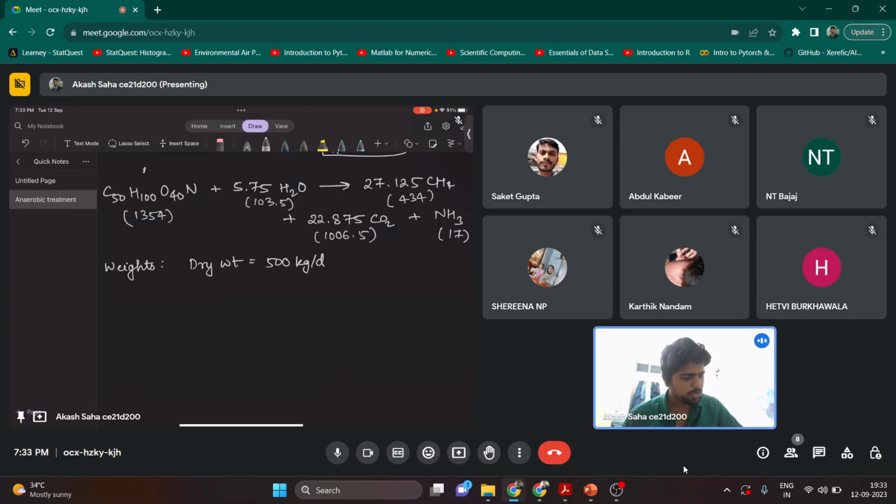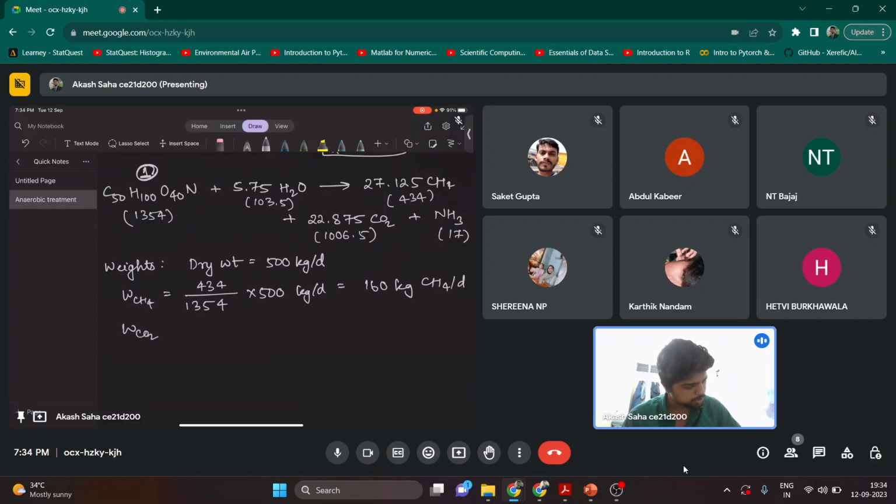So here 1 mole of this compound produces 27.125 moles of CH4, or rather 434 gram of CH4. So with that logic, we will find each and every gas volume and gas weight per day. So my weight of CH4 will be equal to 434 divided by the 1354, that is the molecular weight of the organic waste given, into 500 kg per day. So this will turn out to be 160 kg CH4 per day.